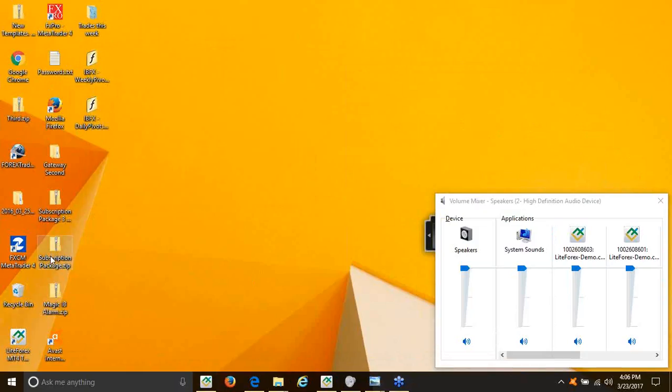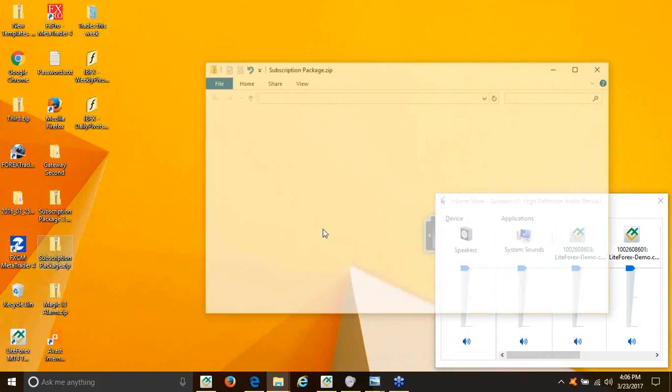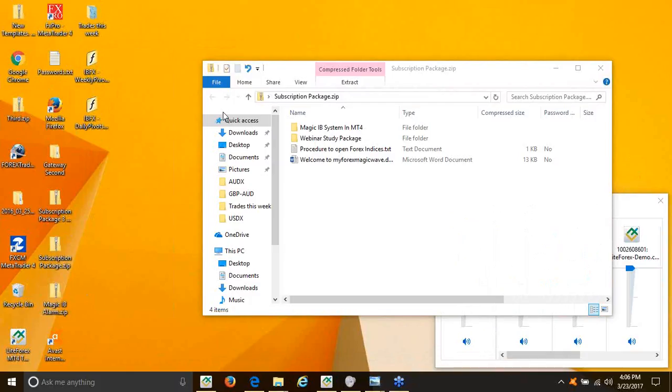You see subscription package. Now all I gotta do is double click over it, and you have different folders in there, and you open each folder one by one and take the content, copy and paste in the proper folder. And I have the video for that too. If you follow the procedure, it's very easy. For example, this is Magic IB system. Double click. These are the indicators. These are the template, and everything else. So you can simply take it from there.